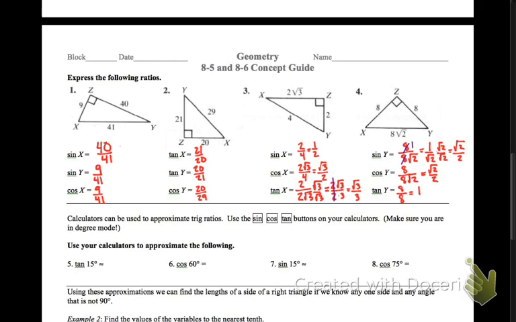Okay, you may have some questions. I'll be happy to answer those. The other piece of this concept guide, there's another piece that we'll add to this later.